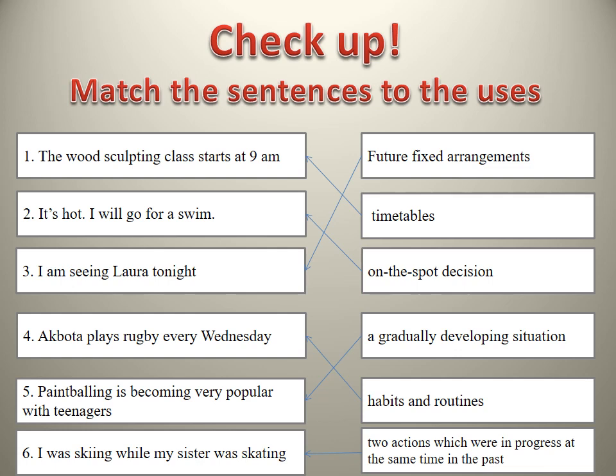Check up your work. The first sentence is timetables. The second sentence is on-the-spot decision. The third sentence is future fixed arrangements. The fourth sentence is habits and routines. The fifth sentence is a gradually developing situation, and the last sentence is two actions which were in progress at the same time in the past.